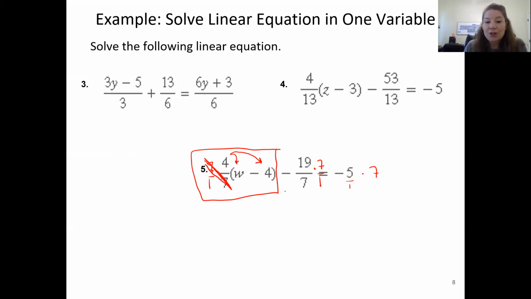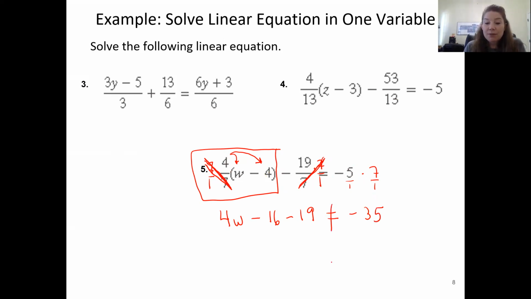All right, the next term, I'm going to get rid of those 7s. Gone. And then over here, past the equal sign, there's nothing I can cancel. So I'm going to distribute the 4 to everything in the parentheses. 4 times W is 4W. 4 times -4 is -16. And then my 7s canceled each other out. So I'm just left with -19 is equal to, and this is just -5 times 7 is -35.